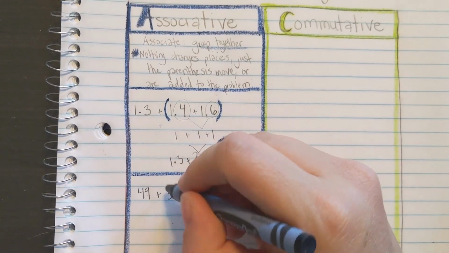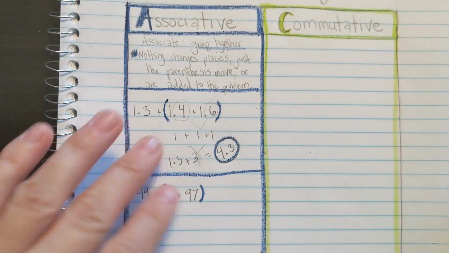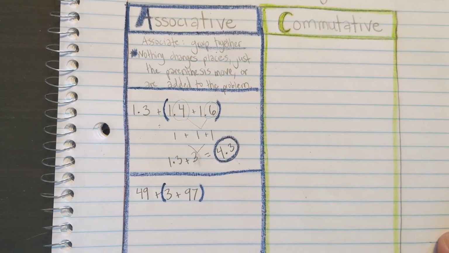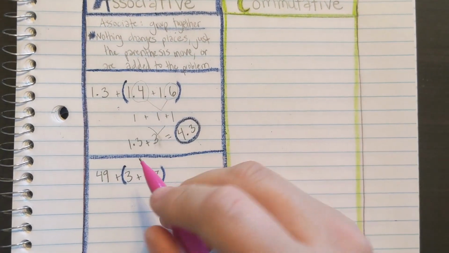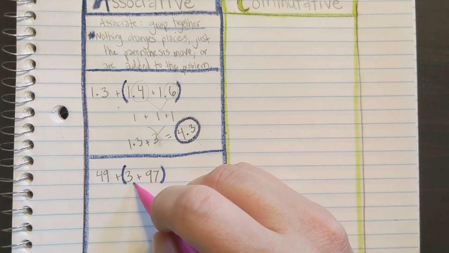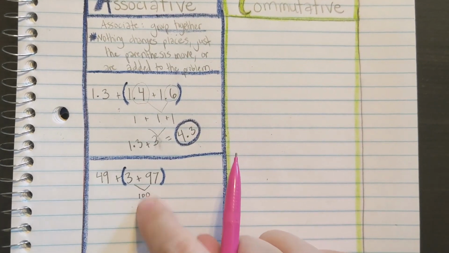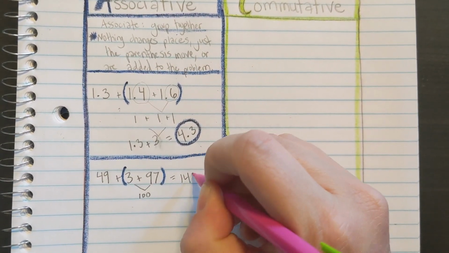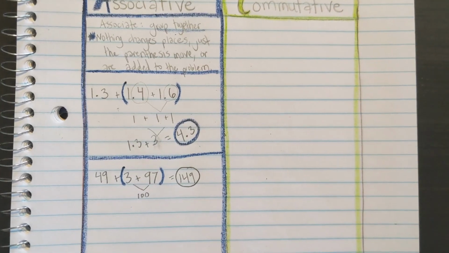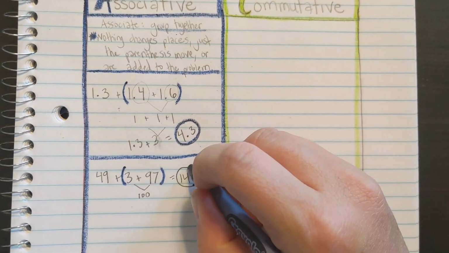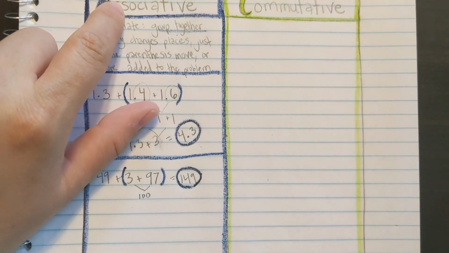That's not what I want to do though. I want to associate or group together ones that will make my mental math and my computations a lot easier. So here's the example. 3 plus 97 is easy. That's 100. And 100 plus 49, so much easier. 149. Look how fast that got done because I used the associative property.